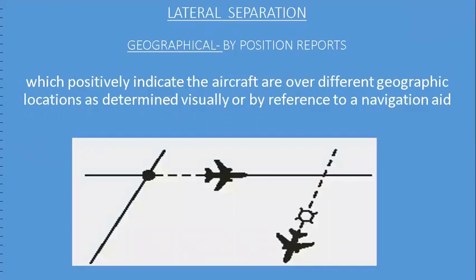Now the first one, geographical, by position reports. This lateral separation is achieved by position reports, which positively indicate the aircraft are over different geographical locations as determined visually or by reference to a navigation aid.